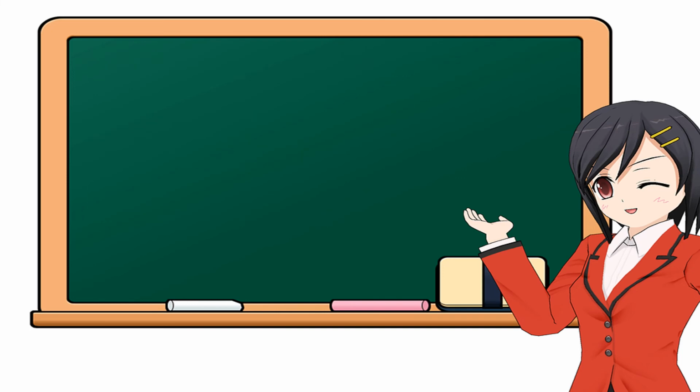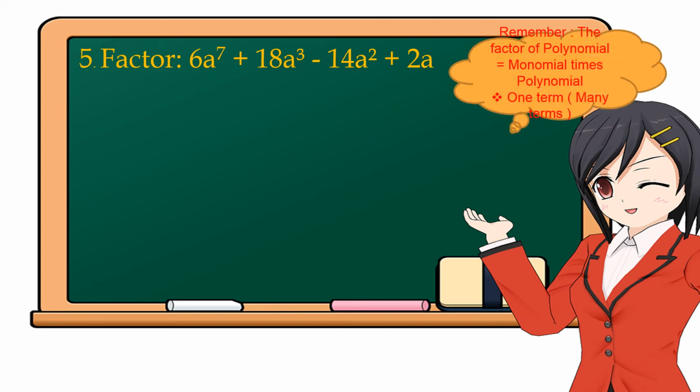Okay, number 5, factor 6a raised to the 7 plus 18a cubed minus 14a squared plus 2a. So we have 4 terms, so multinomial. So remember, the factored polynomial is equal to monomial times polynomial. So our answer should be 1 term multiplied by many terms. So let's have the solution.